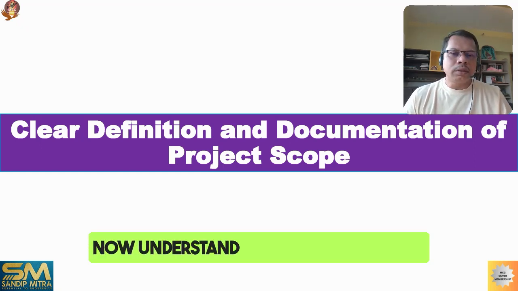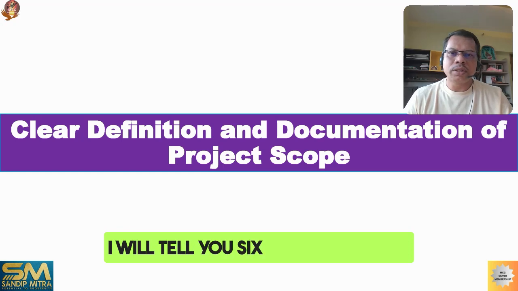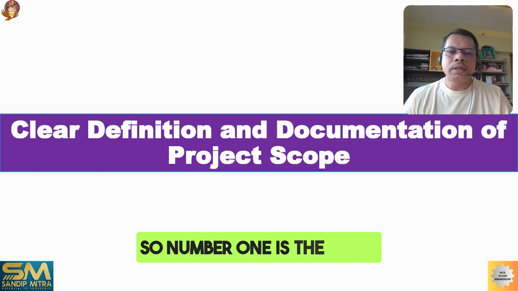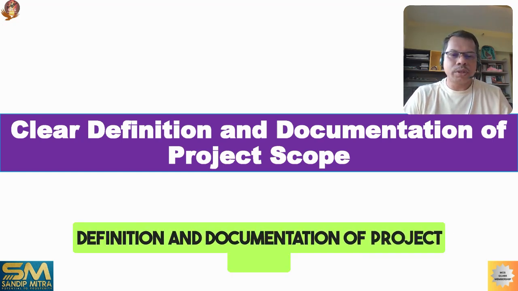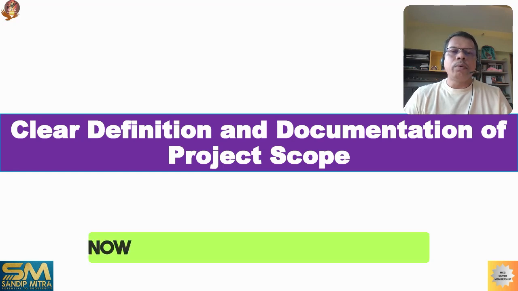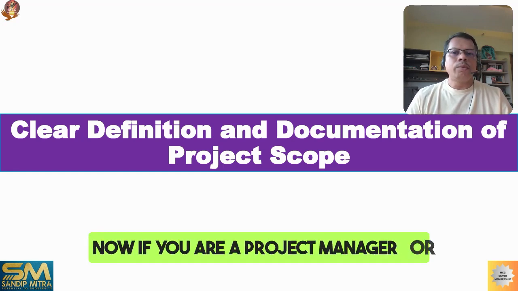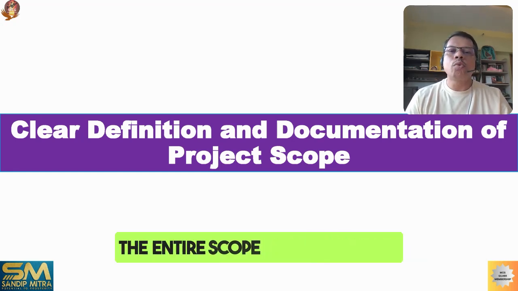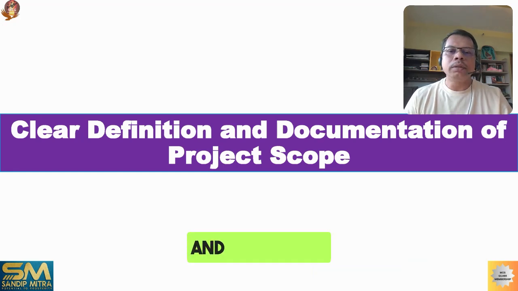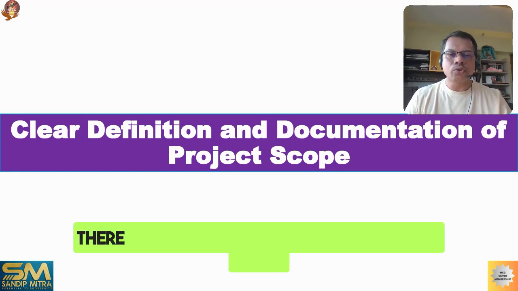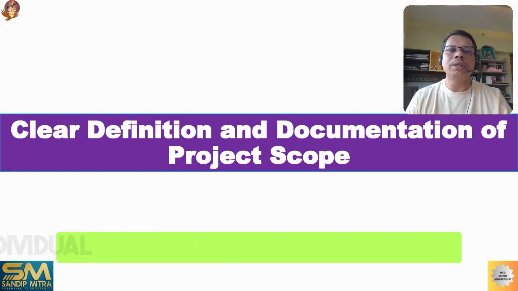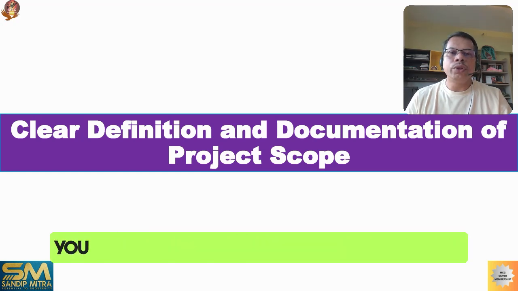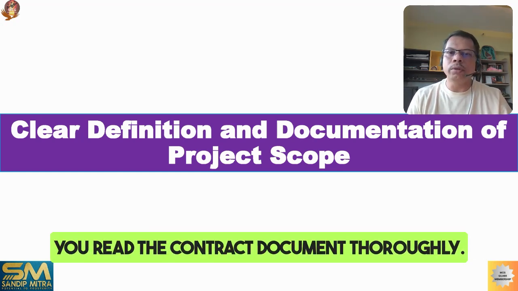Now understand the step by step process. I will tell you 6 steps one by one. So number 1 is the clear definition and documentation of project scope. Now if you are a project manager or project engineer, then you need to understand the entire scope of the project, and there should be a proper clarity about individual scope, which is only possible if you read the contract document thoroughly.